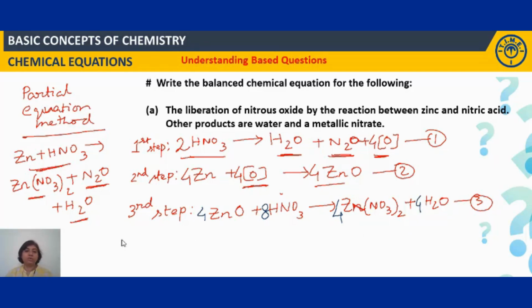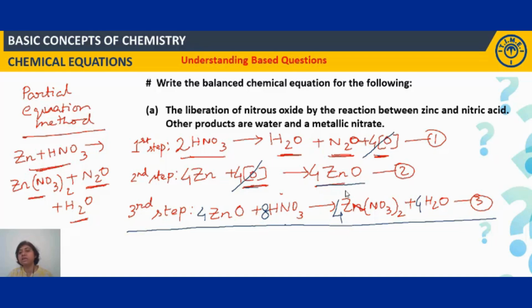Now what are you going to do? We will add all these 3 equations. First of all, the intermediate products will cancel. This is cancelled with this. This is in the reactant side, this is in the product side. So already I have discussed, the 4 nascent oxygen obtained in the first equation is totally consumed in the second equation. Similarly, another intermediate product, 4 zinc oxide molecules, will be totally consumed in the third step of the reaction. So these also will be cancelled.